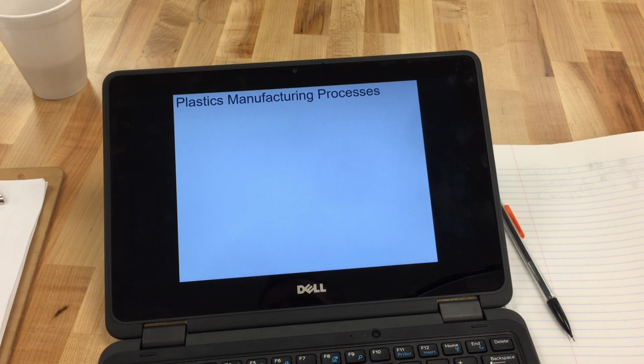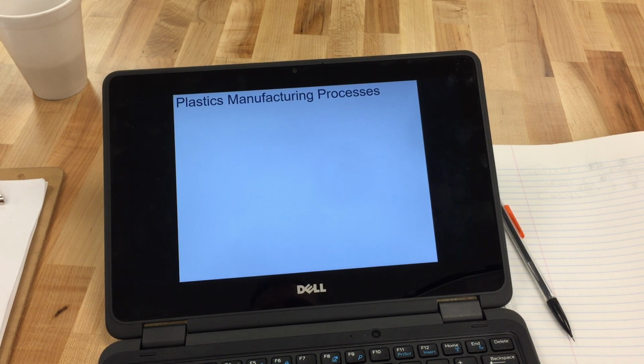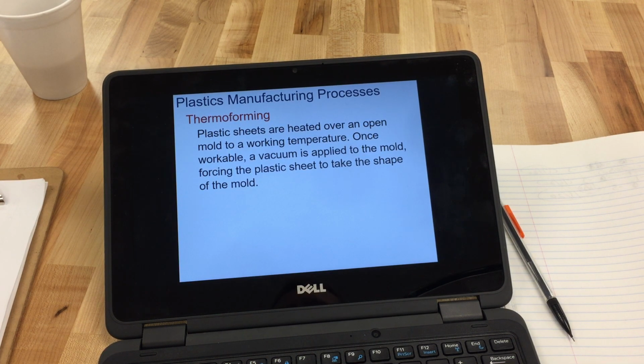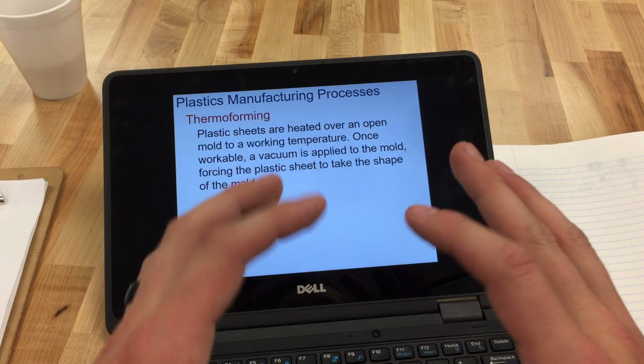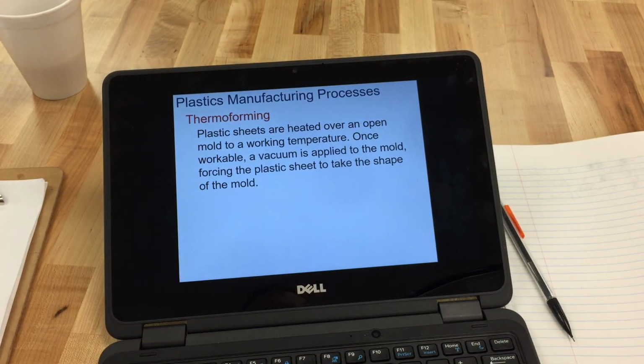Blow molding is where a hollow tube is placed between two mold halves and heated. The heated tube is then expanded against the sides with compressed air. I don't even know why we cover that. You're not going to see it often. Thermoforming is where plastic sheets are heated over an open mold, and then a vacuum is applied to the mold and it sucks the plastic around it.